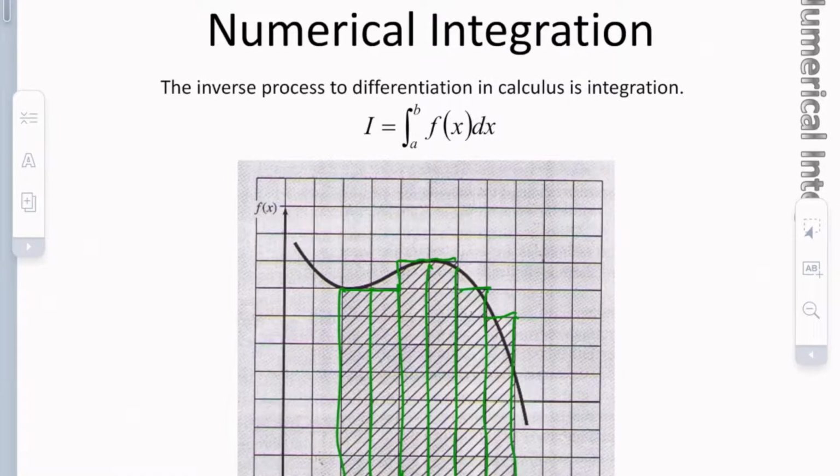Integration is simply taking the area under the curve, which in this case is the sum of the area of the rectangles. So if the first rectangle has an area A1, the second A2, and A3, A4, A5, and A6 for the remaining rectangles, the integral from a to b is just the sum of the areas of these rectangles.